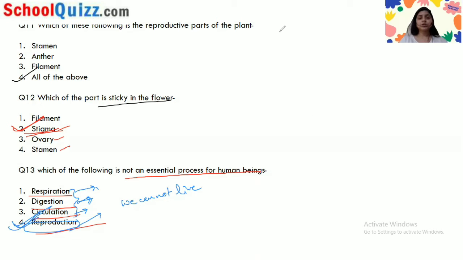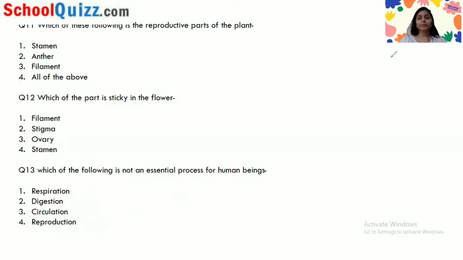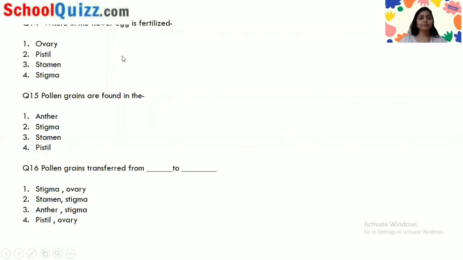Now move to the next question. Okay, so we have question number 14. Where in the flower is the egg fertilized? Option number 1, you have ovary, then pistil, stamen, stigma. So the egg is fertilized in the ovary. We will do all 3 questions, then I will explain to you.